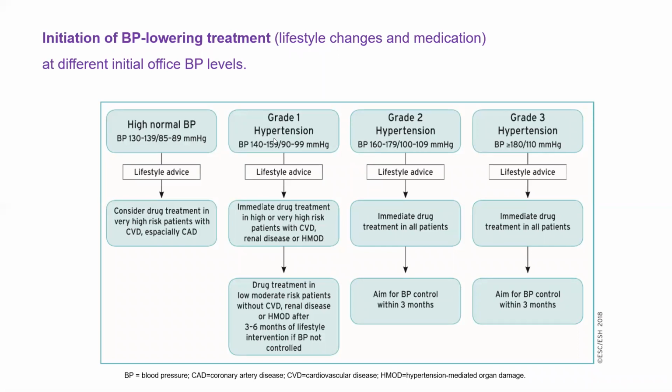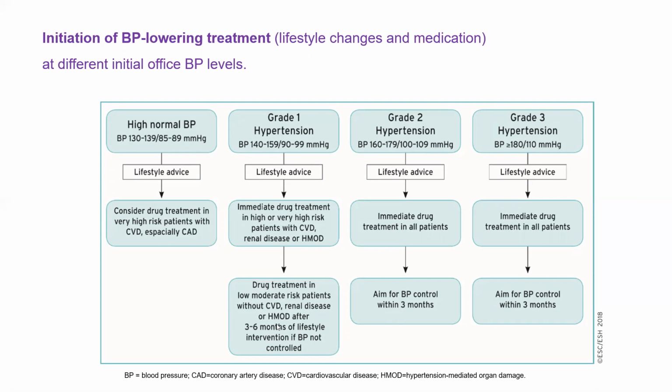Patients with hypertension starting with grade 1, grade 2, and grade 3 need pharmacotherapy, especially patients with cardiovascular disease, renal disease, or hypertension-mediated organ damage, or patients with very high risk of cardiovascular complications. That's why even in grade 1 hypertension, we prescribe pharmacotherapy.